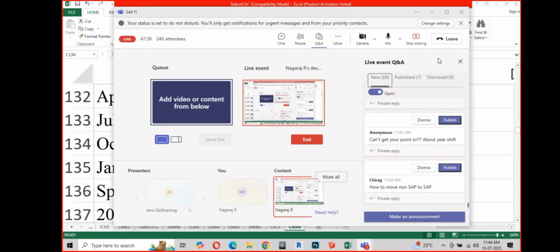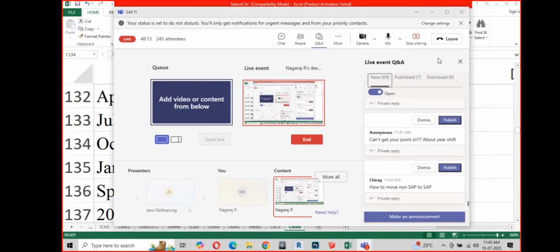How to move non-SAP to SAP? It's a process. There are various tools used to move the data from non-SAP to SAP. This is exactly what your cutover activities do. This process is carried out in the cutover process, and the individual consultants are responsible for moving their data.